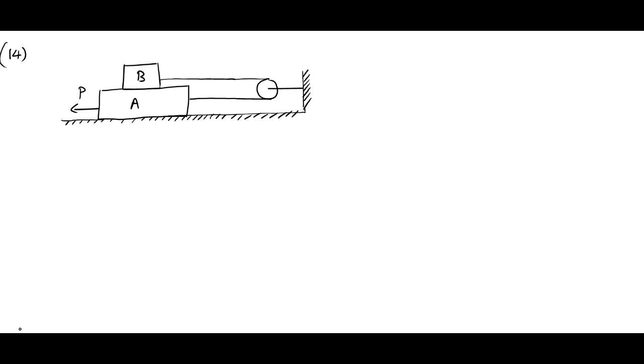The next question we will attempt in this screencast is question number 14 in the extra class worksheet on friction. So let's read the question. A block B whose weight is 80 newtons rests on another block A whose weight is 160 newtons.